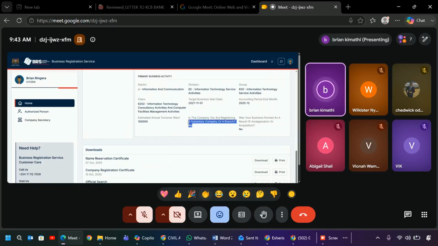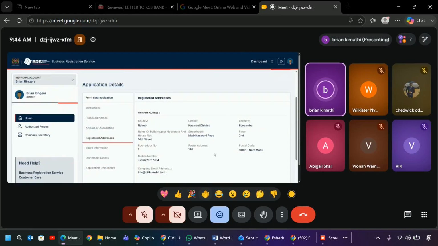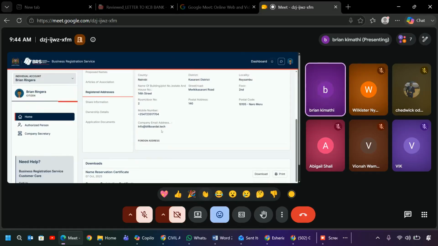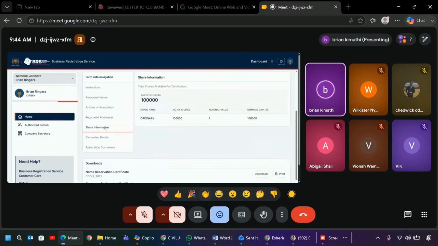Is the company you're registering a subsidiary or a branch? Was it formed by amalgamation or acquisition? This is where M&A and joint ventures come in. Then that's the first set of details. Then you go to the registered address, and you give them an address. Very important are the company email address and the company phone number. Then you give a physical address, your registered office. Then the nominal capital: for this one you can see they went with 1 shilling for 100,000 shares.